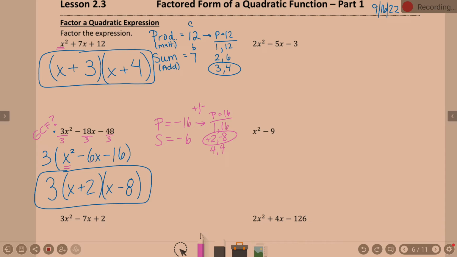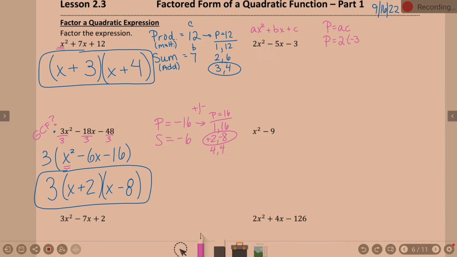It's because of this 2x squared, and I use this anytime I have an A value. So remember, this is ax squared plus bx plus c. So when I say product of AC, what are my A and C values in this problem? 2 and what? 2 and what? Negative 3. Okay, I got it eventually.